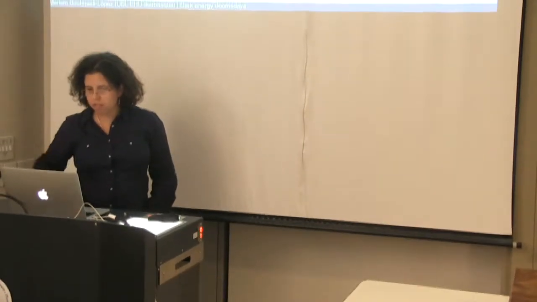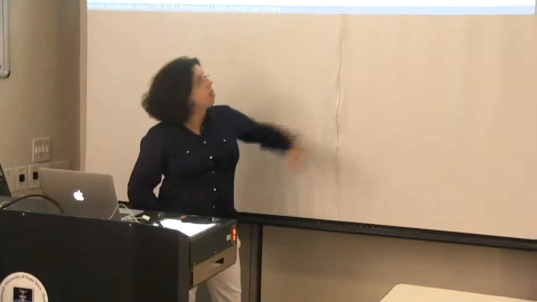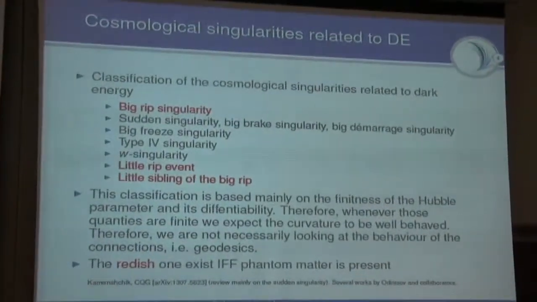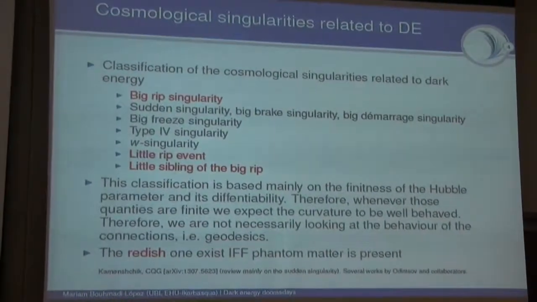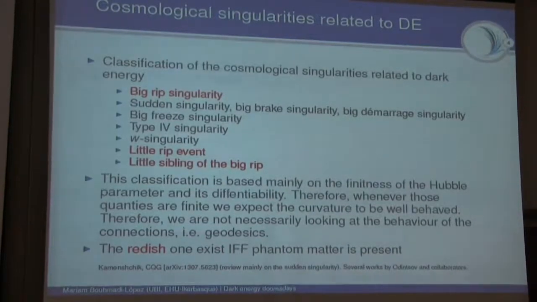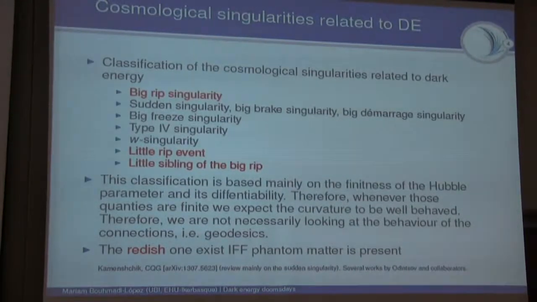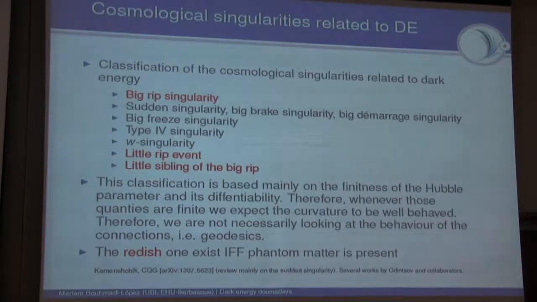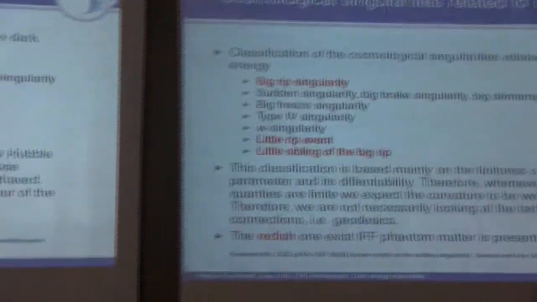There are different kinds of doomsdays or singularities, and I will essentially focus on three: the big rip, the little rip, and the little sibling of the big rip, which I will define in a moment. The reason I focus on these three is that they happen if and only if we have phantom matter. The others can take place in a model in which the null energy condition is fulfilled.